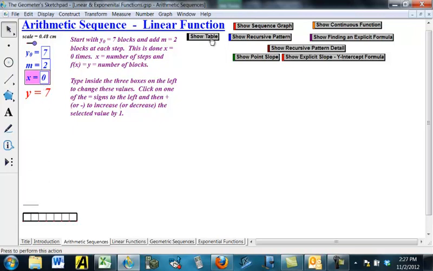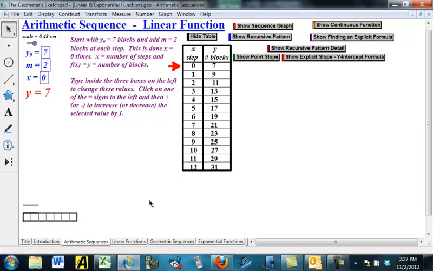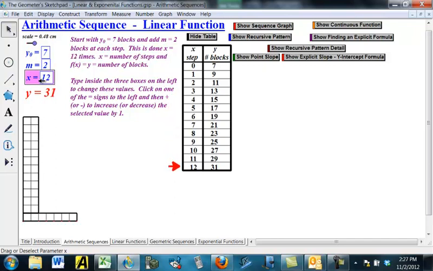Now if we keep track of these numbers of blocks in a table, you can see it here. Again, we're starting with the 0th step with 7 blocks, and every time we add 1 to X, add 1 to our step number, we're adding 2 to the number of blocks. And so we can see these numbers in the table here. So we have a nice little pattern.